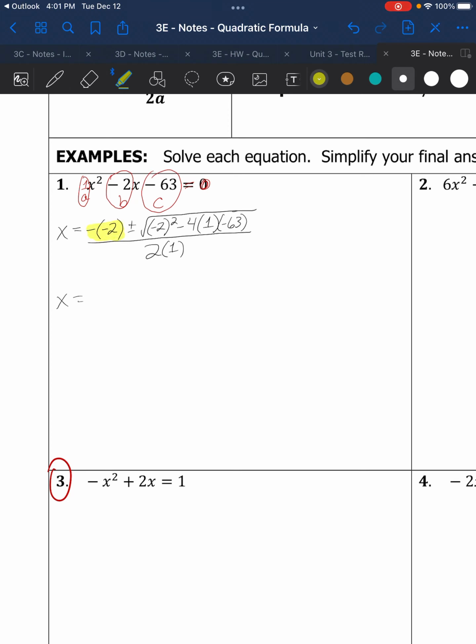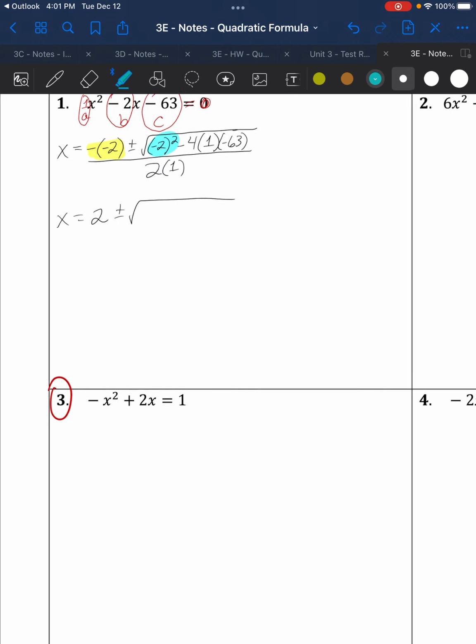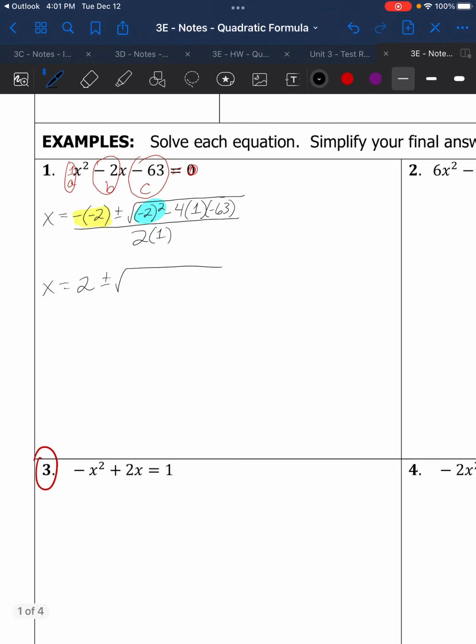Now, you can have different steps, but I advise you to keep the exact same steps every time. So the opposite of -2 is +2. Inside the square root, we have -2 squared, which is +4. I then look at it as a -4 times 1 times -63. That's 252. So if you have to use a calculator, do that. And that's all divided by 2 times 1. So I look at the denominator: 2 times 1 is 2.